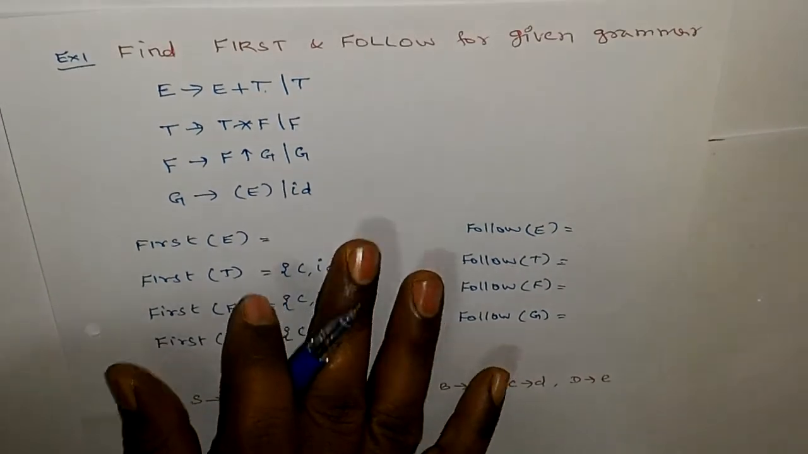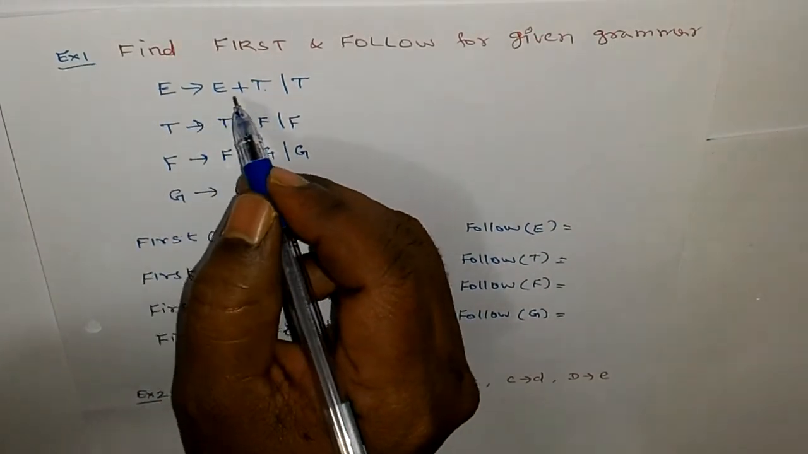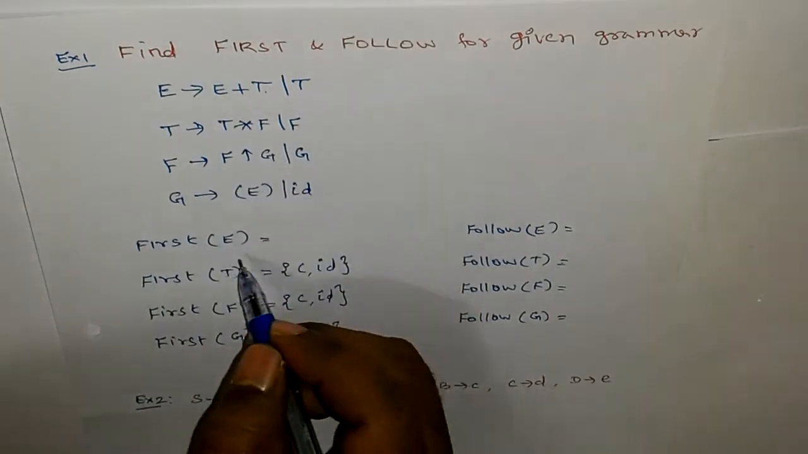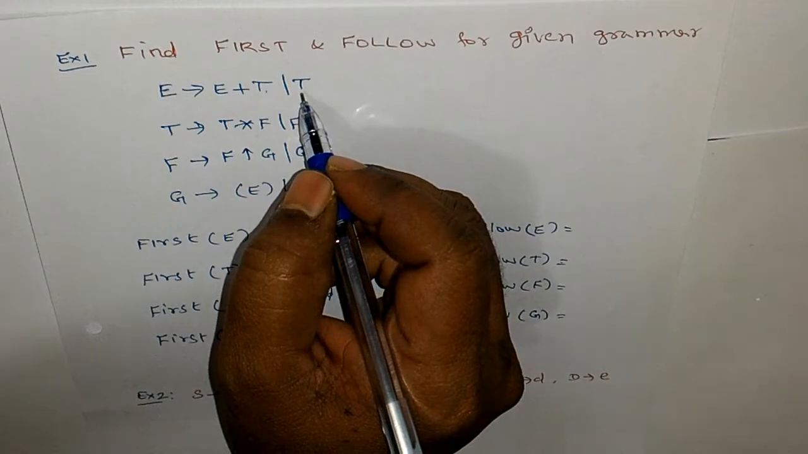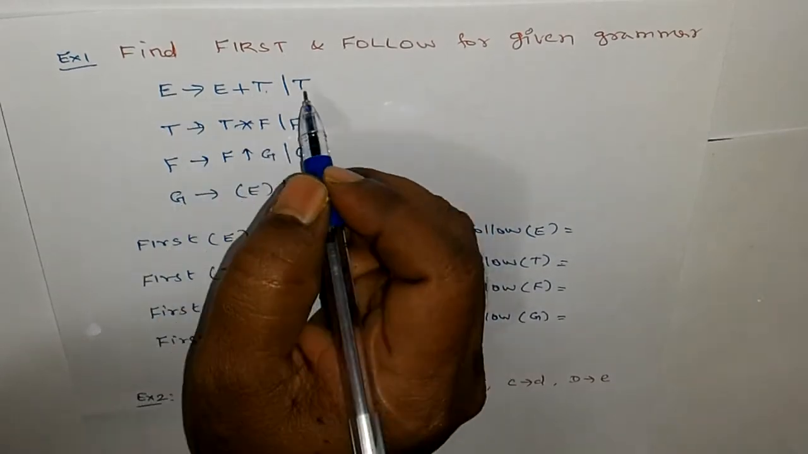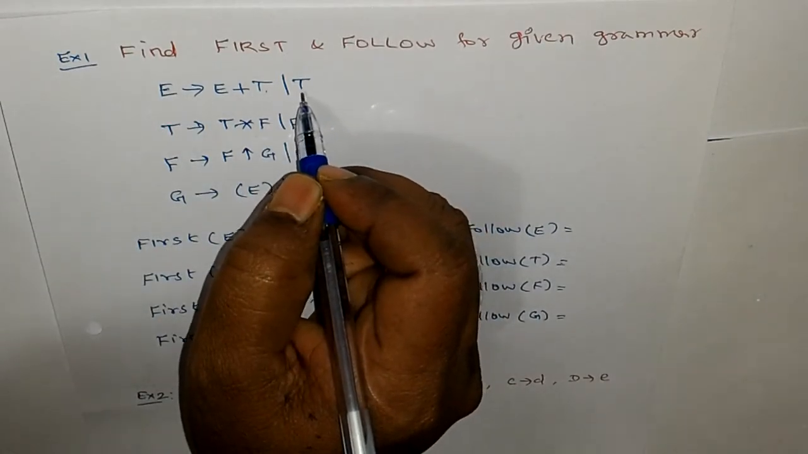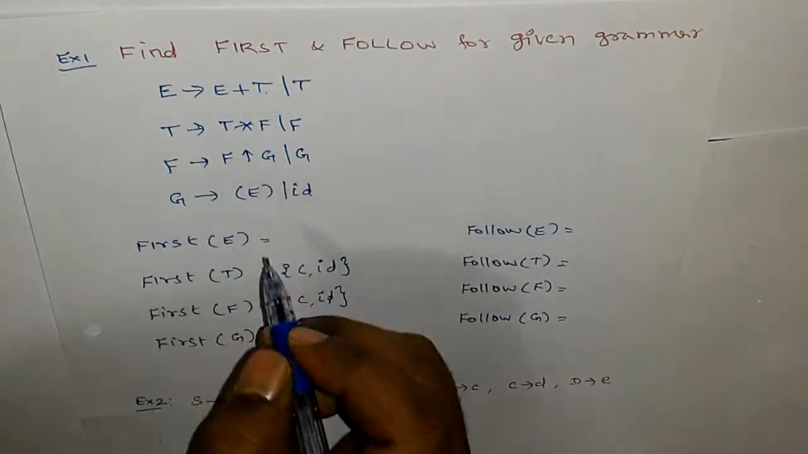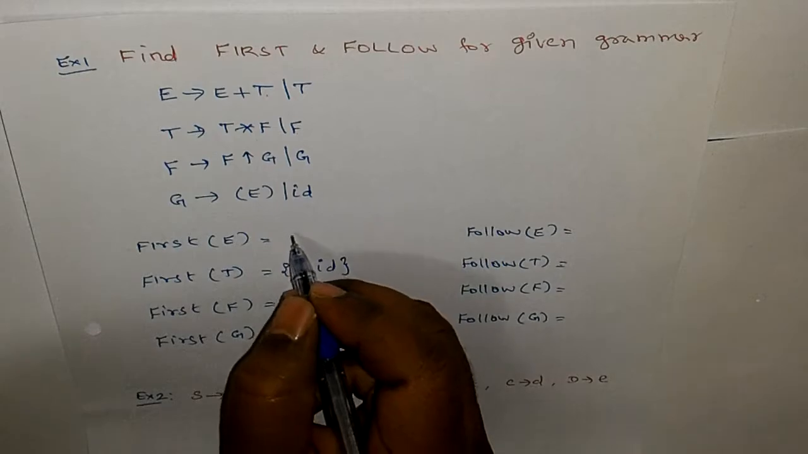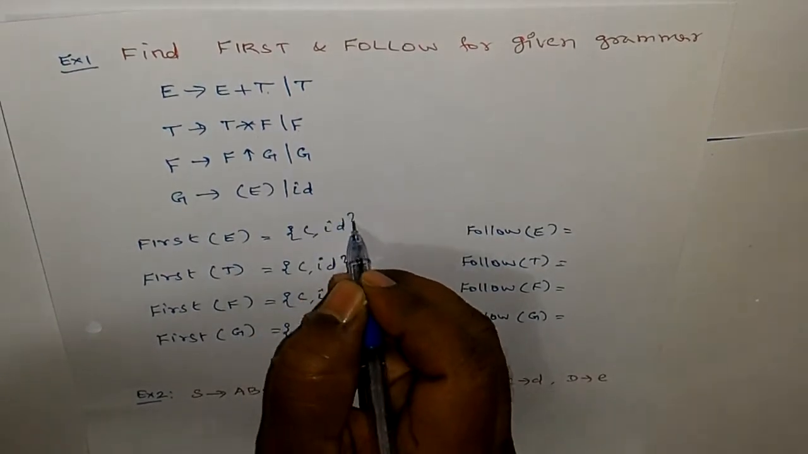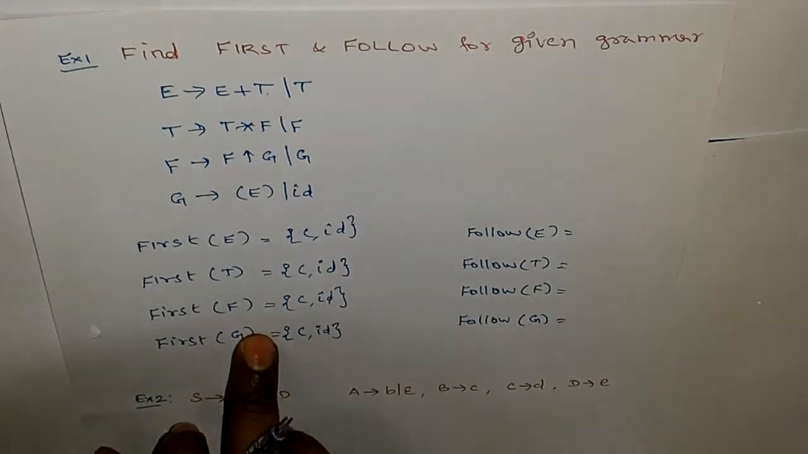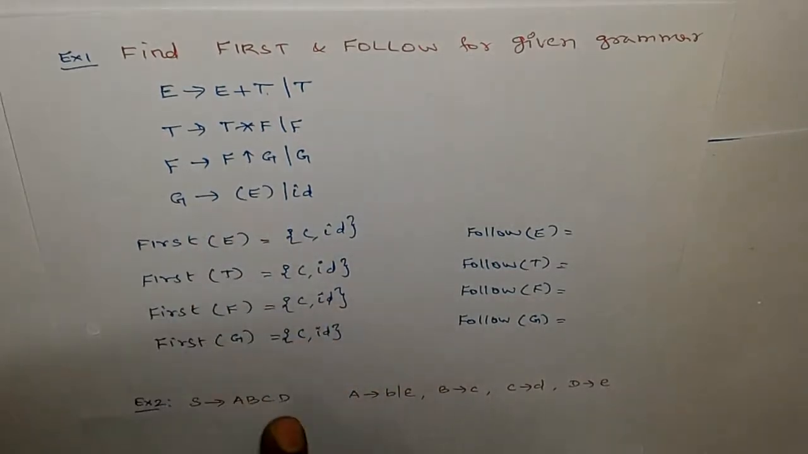Then we can go with E derives E plus T, but E we don't know, so we will leave this now. Then we will take this production, E derives T, so T is non-terminal, so we have to take first of T. So first of T is already we know, so first of T is same. So now we found the first of all variables.